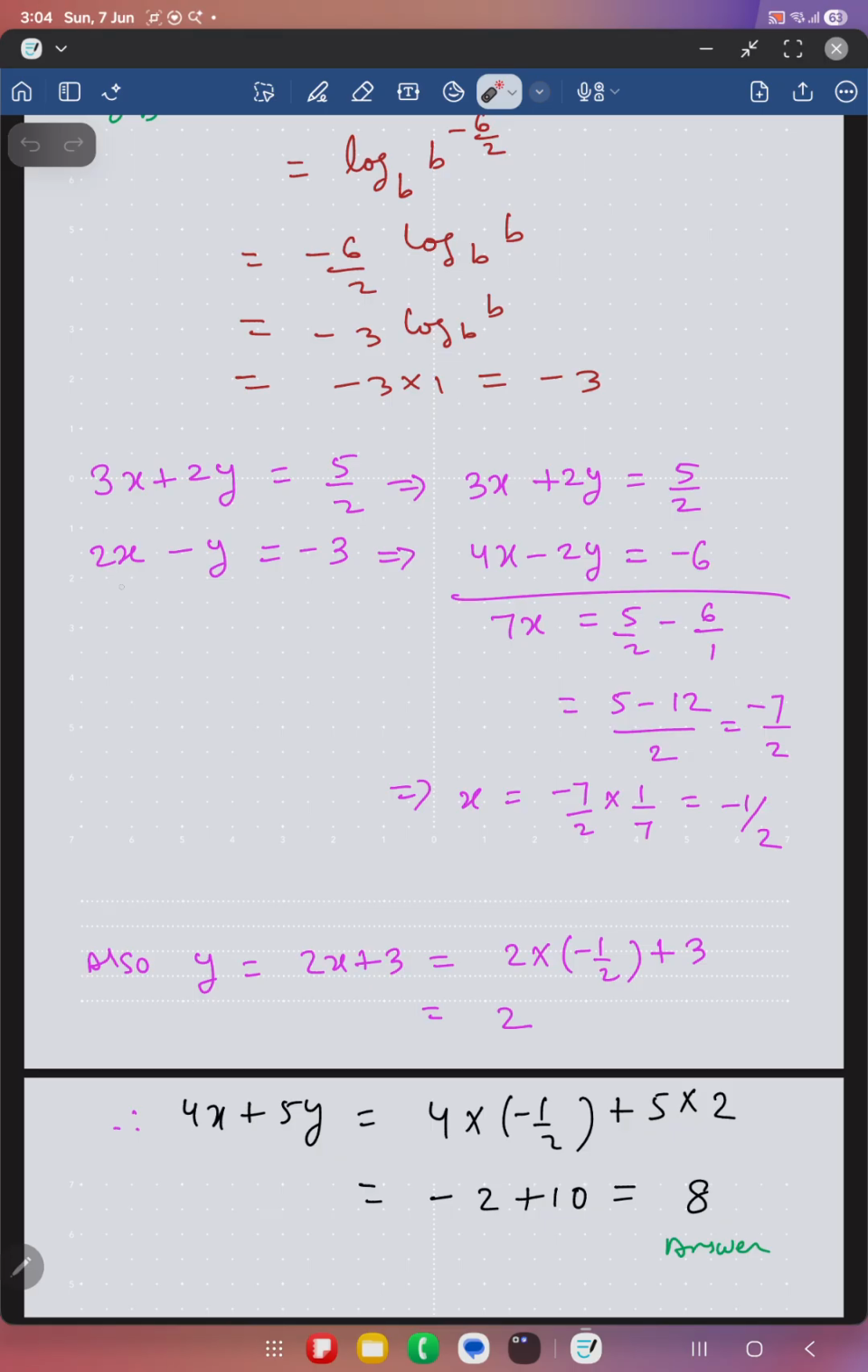Also y is 2x plus 3. From here, y is 2x plus 3. So 2 into minus 1 by 2 plus 3, that cancels out, so 3 minus 1 is 2. You have to calculate this value, 4x plus 5y. So 4 into x, which is minus 1 by 2, and y is 2, which gives you 8 as the answer.